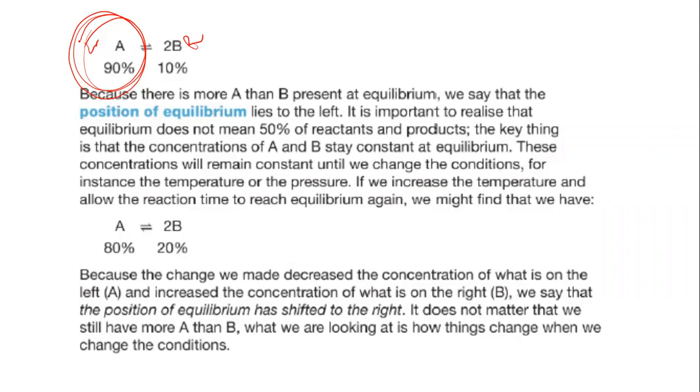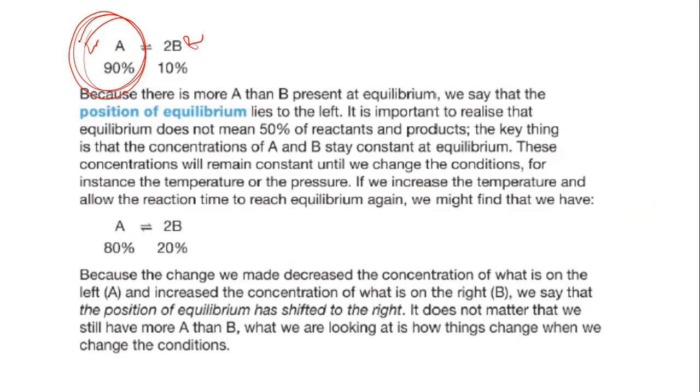So the equilibrium is generally towards one side. Either you're getting more product or you're getting more reactant. And this position of the equilibrium can change. You can change the position of the equilibrium to get more product or to get more reactant. So in this situation, you will say that equilibrium is towards the left. It's towards the left side. Why? Because you have more reactant compared to your product.